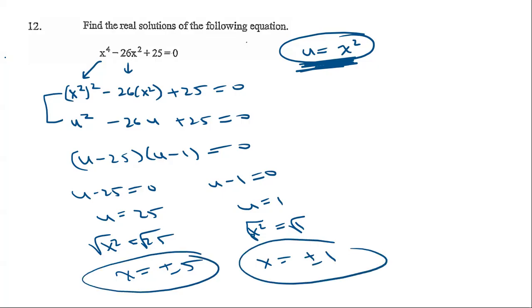And then how many answers do I have here? 4. And that is a big indicator, hey, I'm on the right track, because at the beginning it says it's a power of 4. In the end, I should have 4 solutions, maybe a combination of real or sometimes imaginary. But in this case, we're looking for real solutions. So if it gave us an imaginary one, we wouldn't use that. Okay, all right.